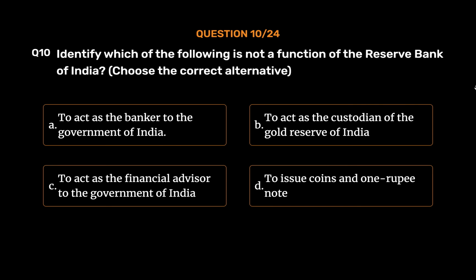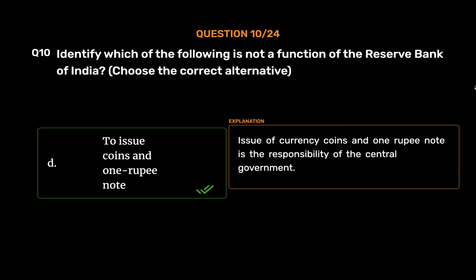The correct answer is Option D. To issue coins and 1 rupee note. Issue of currency coins and 1 rupee note is the responsibility of the central government.